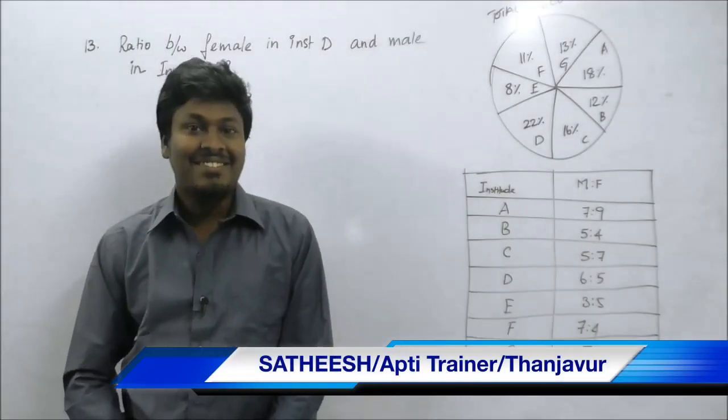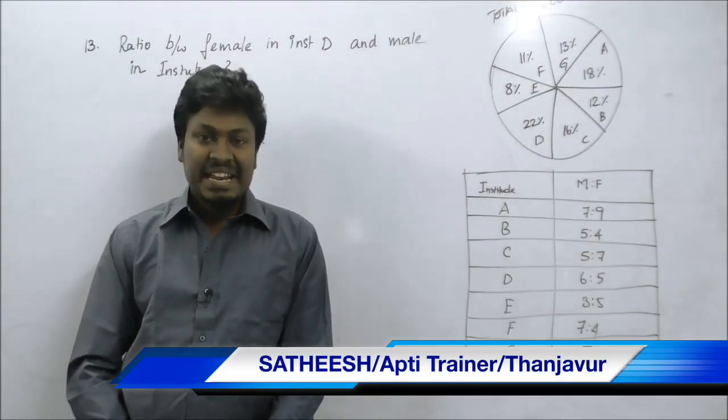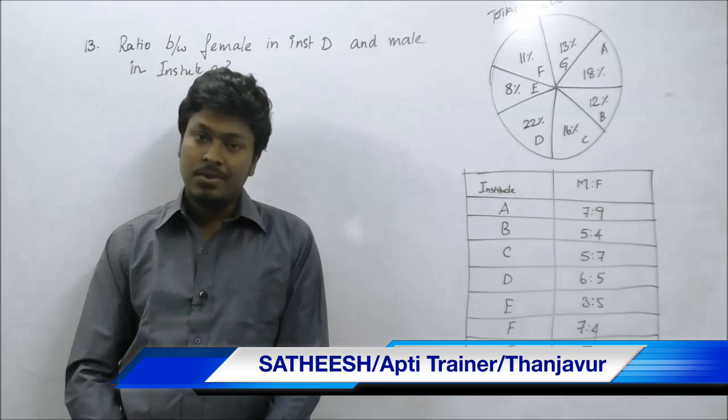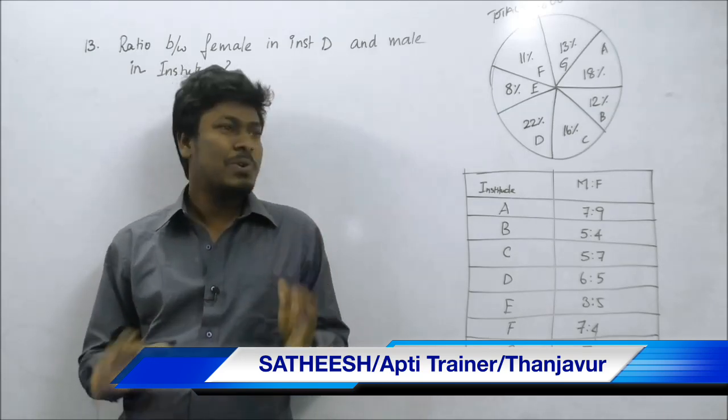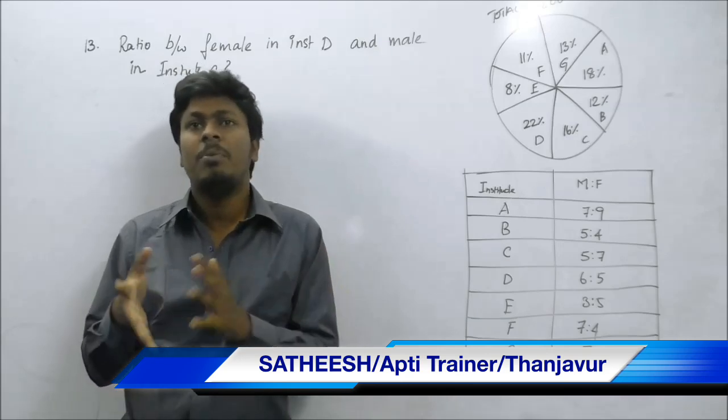Hi friends, we can go for data interpretation, which is in part 2 quantitative aptitude, right? I have taken a moderate sum, not so easy and not so difficult. I have just taken a moderate sum.